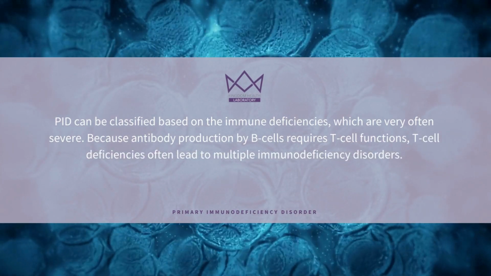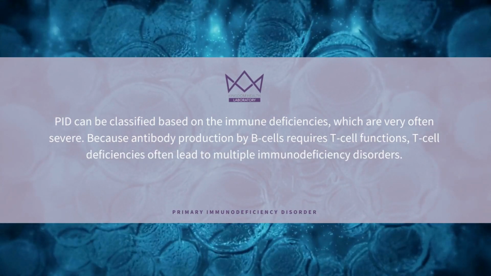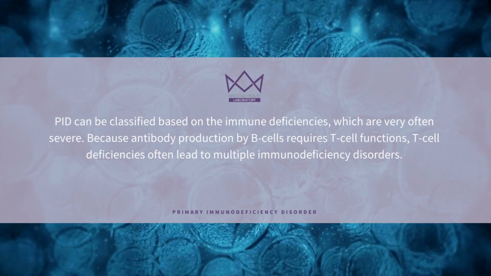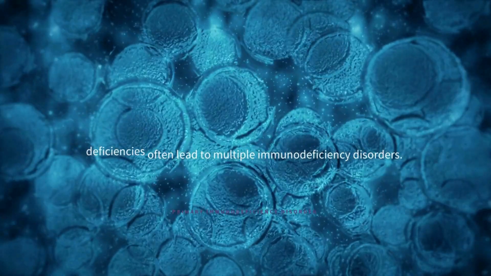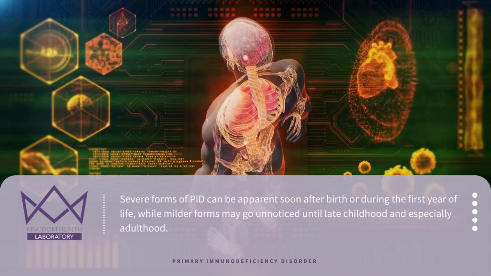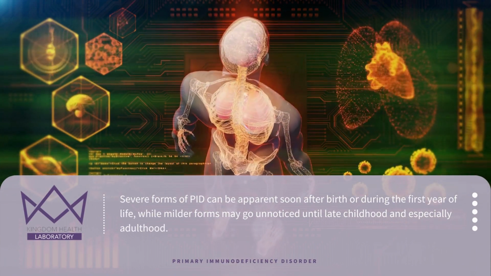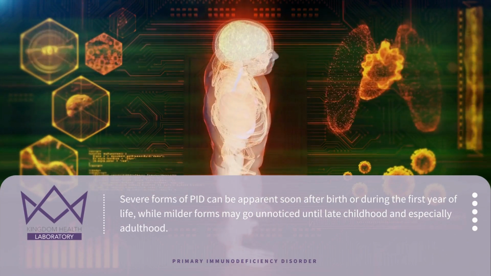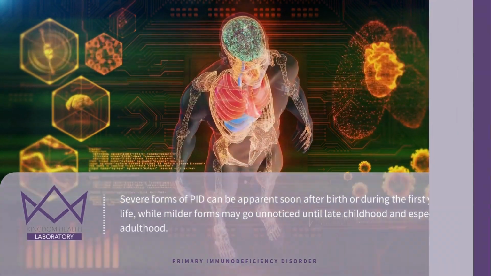Because antibody production by B cells requires T cell functions, T cell deficiencies often lead to multiple immunodeficiency disorders. Severe forms of PID can be apparent soon after birth or during the first year of life, while milder forms can go unnoticed until late childhood, especially adulthood.